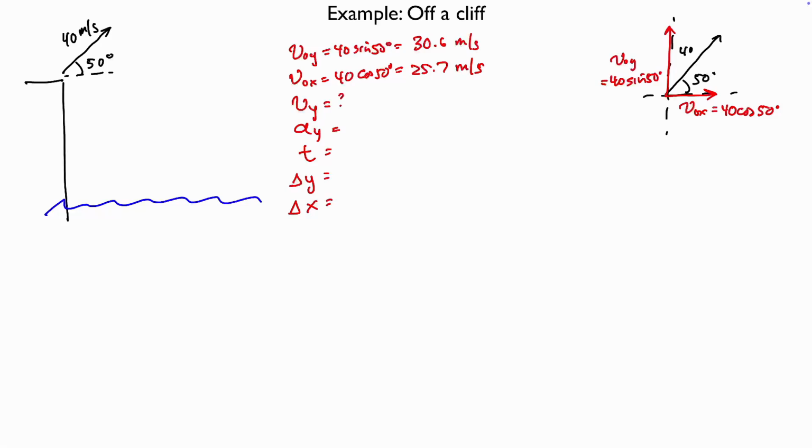Do we know the acceleration in the y direction? Sure do. It's in free fall. Do we know how long it's been in the air since launch? Nope. Do we know how high the cliff is? As a matter of fact, we do, because I just failed to tell you that we were on the edge of a 75-meter high cliff. Okay. So do we know what delta y is?